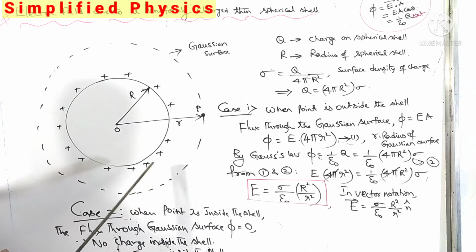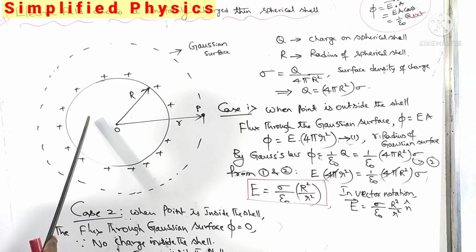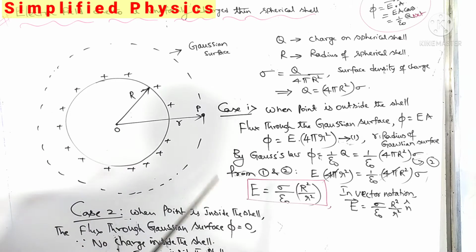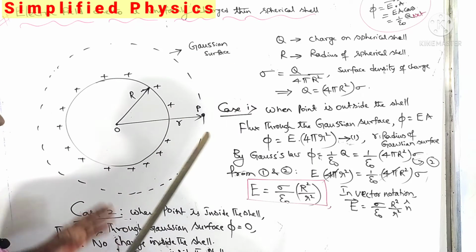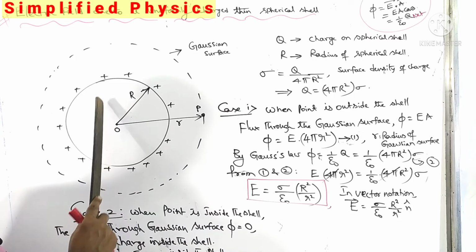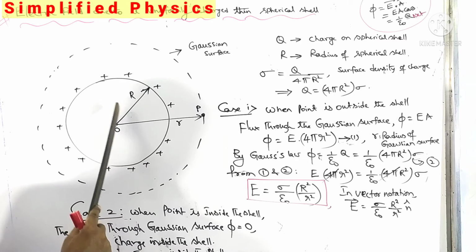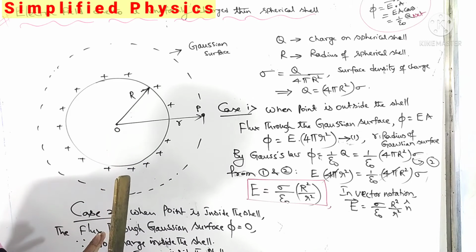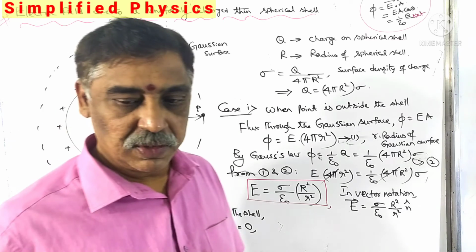I take a point inside the shell, that is case 2. If you draw a Gaussian surface inside, the flux through the surface is simply equal to 0, because flux phi is equal to 1 by epsilon naught times the charge enclosed within the surface, and the charge enclosed is 0. Any charge given to a spherical shell appears only on the outer surface, with no charge inside the shell. Therefore, the electric field at any point inside a spherical shell is 0. So this much is enough from the point of examination.